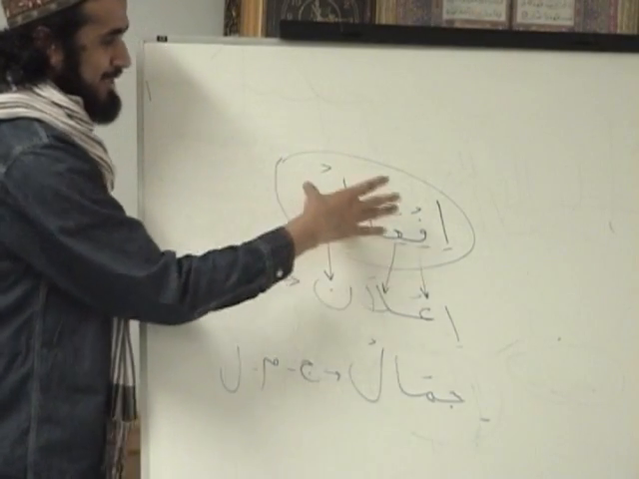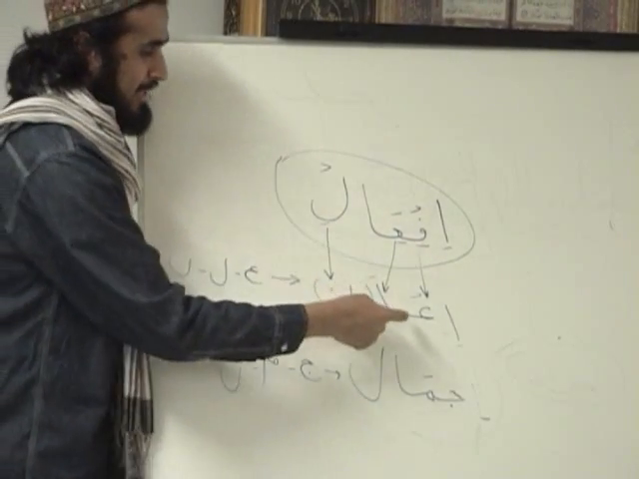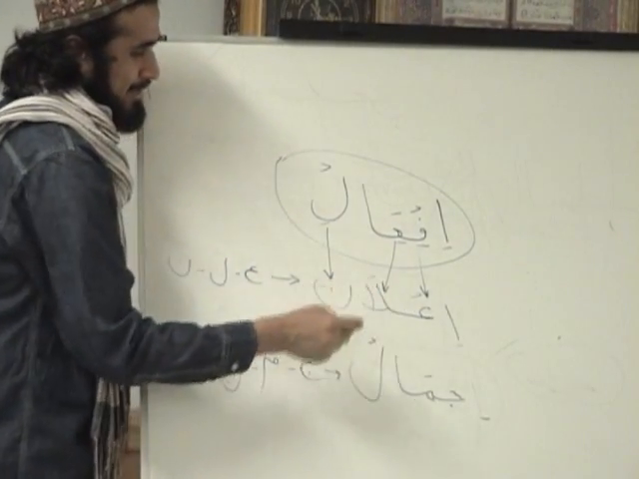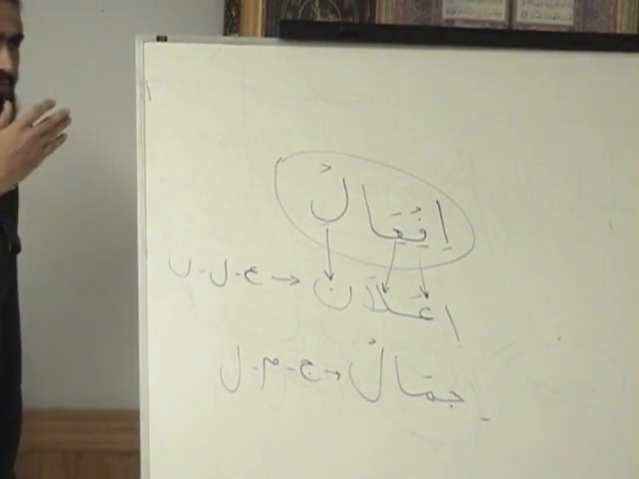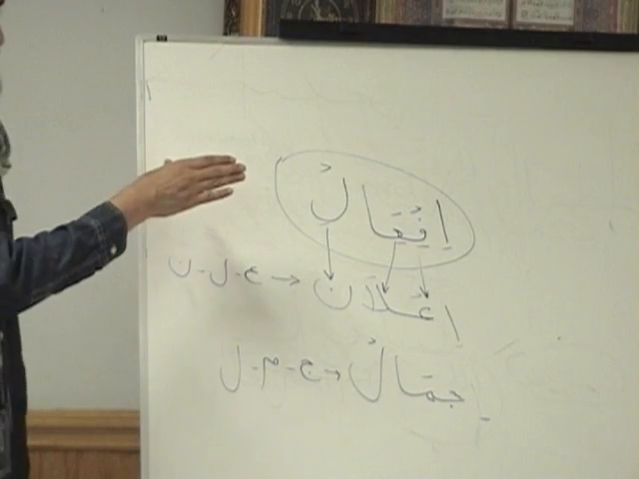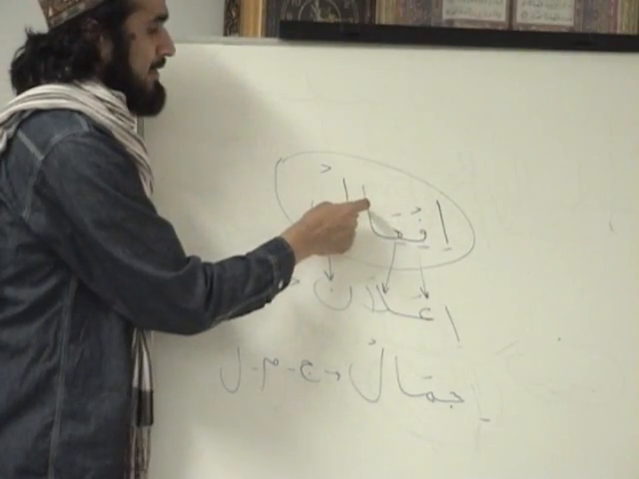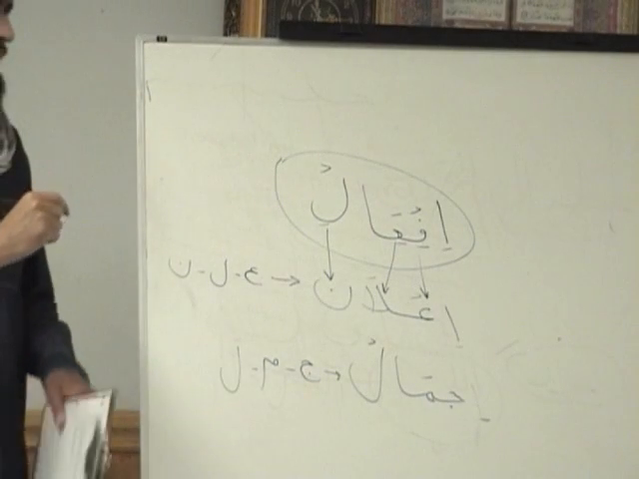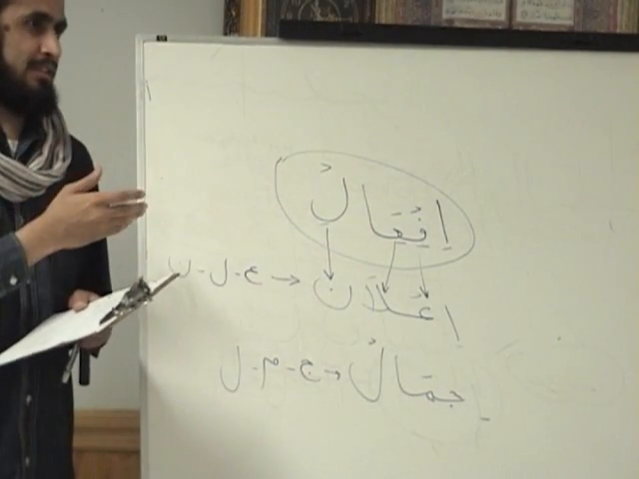No matter how many words of this form you find, the extra letters will always be there. Look, in i'lan, we have this alif, this alif. Ijmal, we have this alif and this alif. We can make 1,000 words with this form, with this scale. They will all have the two alifs in them. And that's how you would know that these two are the extra letters.